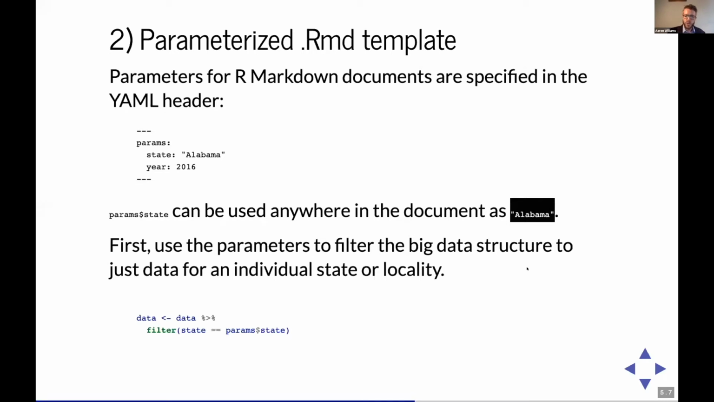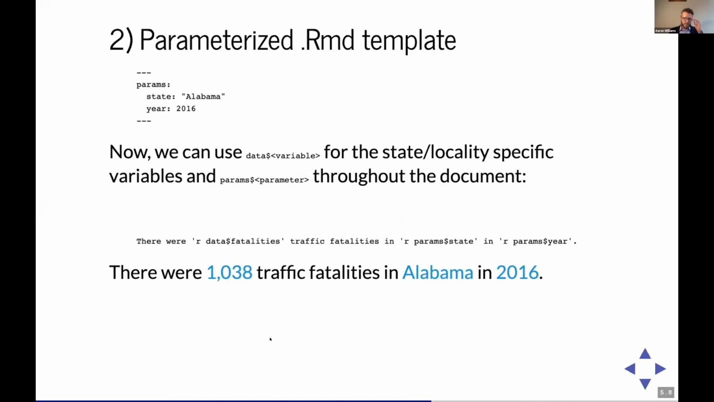We can use this in 2 different ways. The first thing we'll do, at the very top of our template, is filter that data structure down to just the observation or observations related to the current fact sheet we're making. So this takes that original data structure from 51 observations down to just 1 observation for Alabama. The second thing it allows us to do is refer to that params object within the document. It means that we can use data$variable to refer to the variable of interest specifically for Alabama or for whichever state we care about.